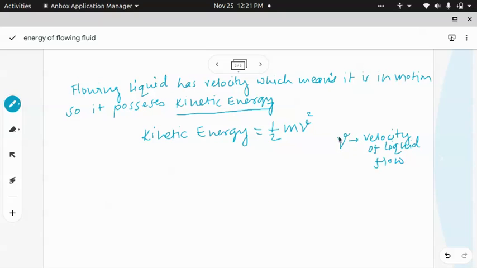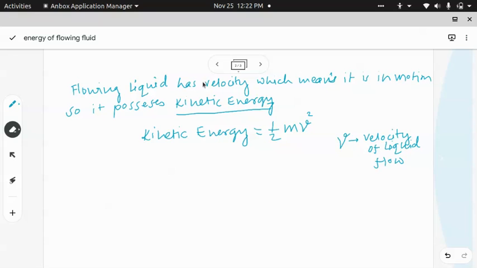Okay, velocity of liquid flow is denoted by this particular sign. This is the other symbol for velocity, because if I had written like this and this, they would not be differentiated, and you would treat v as a volume and this v as a velocity. You are going to get confused. So I am using a different symbol for the velocity, that is this one. This denotes the velocity of a liquid flow, and m is the mass of that particular liquid that is flowing.